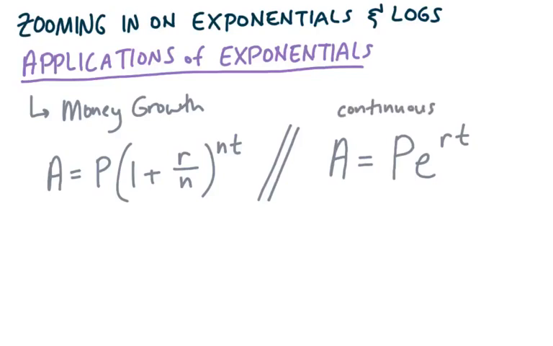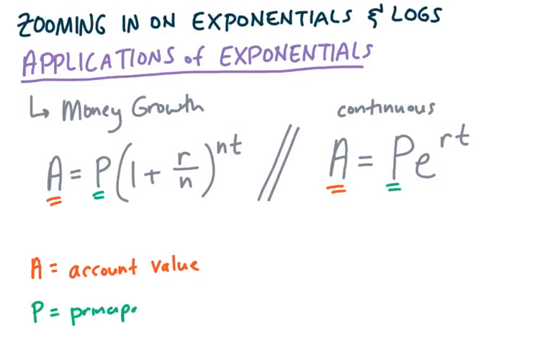So let's dissect a little bit what these different letters are standing for, and then we'll do some examples. So in both of these models, A, P, r, and t mean the same thing. That's why I just wanted to write them both down right away so that we could chat about both at the same time. So A is going to be basically the account value, how much money you have after a certain amount of time passes. P, we typically refer to P as the principal. Or for me, it's a little easier to think about it as the amount of money I'm investing. So if you walk into the bank today and say, I've got this much money I'm going to invest, that would be the value of P.